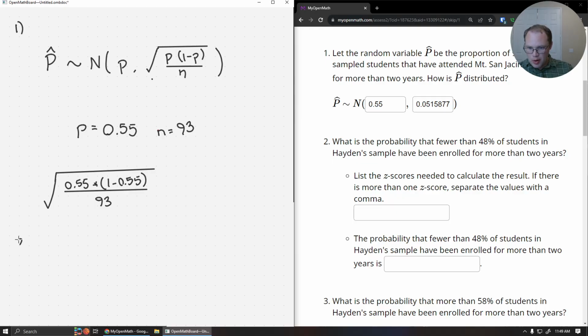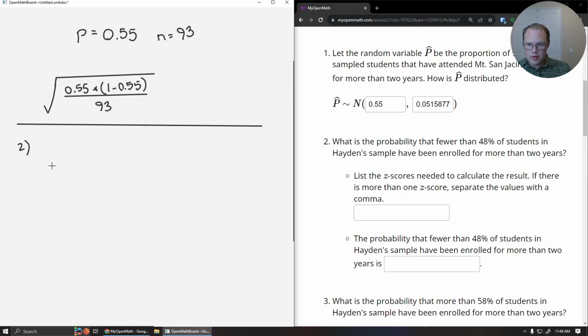Now let's worry about part 2. For part 2 here, we want to find the probability that fewer than 48% of the students in Hayden's sample have been enrolled for more than 2 years. So that means the probability that the sample proportion is smaller than 48%, or 0.48. Okay? So to find this probability, we first need to find the z-score. Just as usual when we're dealing with a normal distribution.